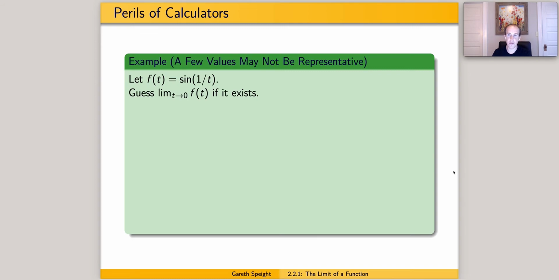Okay, another possible problem with calculators is that in all the examples before, we were just computing a bunch of values, plugging in some values, seeing what happens to the output, and then making a guess based on that. But a couple of values aren't always representative of what's really going on with the function. So let's look at sine of 1/t and try to guess the limit as t goes to 0, if it exists. And just like in the previous examples, if we're trying to guess the limit of a function as t goes to 0, we should plug in some values of t close to 0.